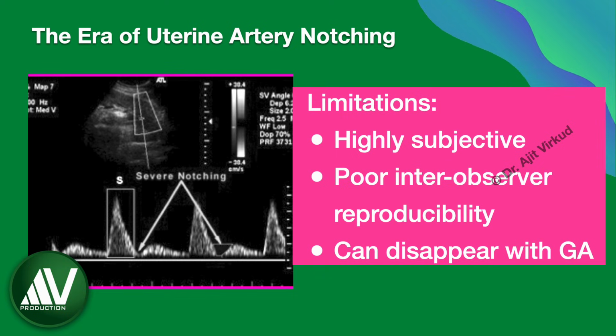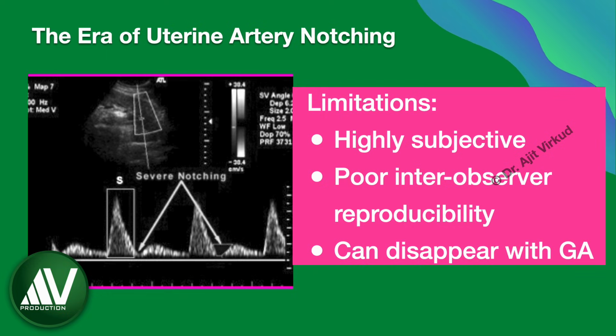The limitations of uterine artery notching: it is highly subjective. The assessment of uterine artery notching can be subjective and may vary among observers. Poor inter-observer reproducibility. The reproducibility of uterine artery notching among different observers is limited. Potential disappearance with gestational age. Uterine artery notching may diminish as gestational age progresses.